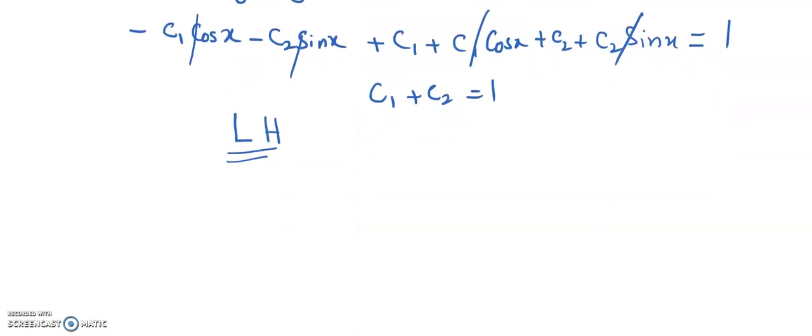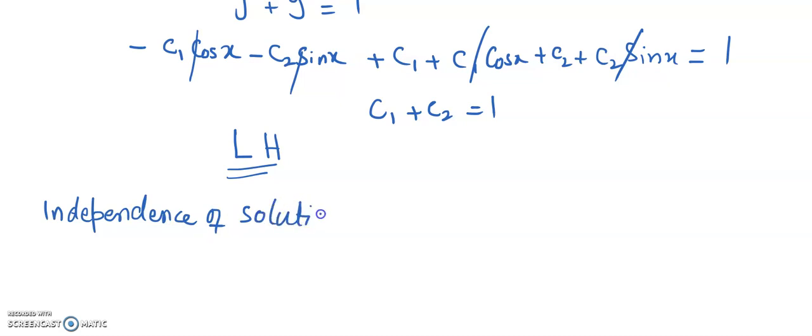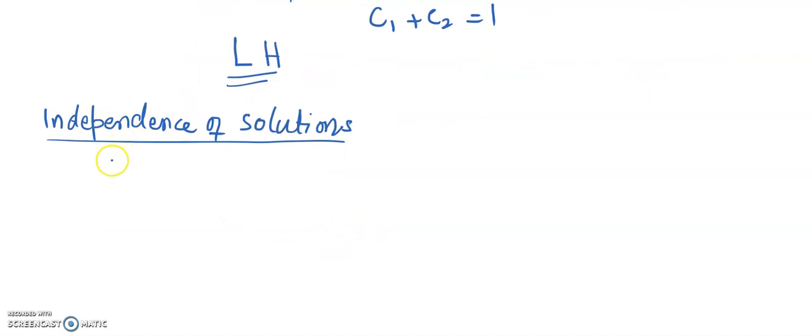Now I will illustrate another aspect, which is the independence of solutions. So what does it mean? What do we mean by the independence of solutions? So in simple words, if we have, for example, two solutions, let me show you one example.